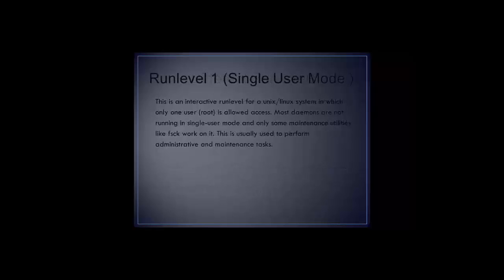Run level 1. This is an interactive run level for the Unix system in which only one user, which is generally the root user, is allowed access. Most daemons are not running in single user mode, and only some maintenance utilities like fsck work in it. This is usually used to perform administrative and maintenance tasks.